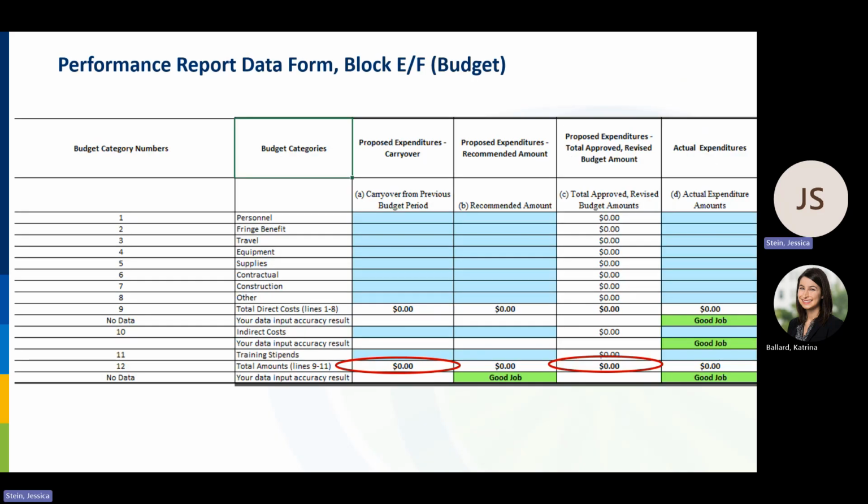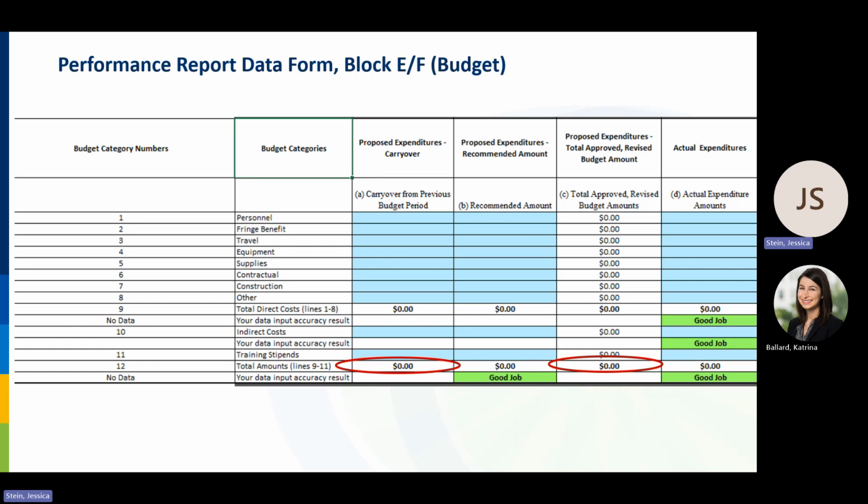Lastly, we will review Blocks E and F. You will report financial information in Block E. Column A of the budget table includes the proposed carryover. This is the amount you have carried over from the previous year. Each dollar amount in this category must be positive and accurately reflect how much carryover you have remaining.